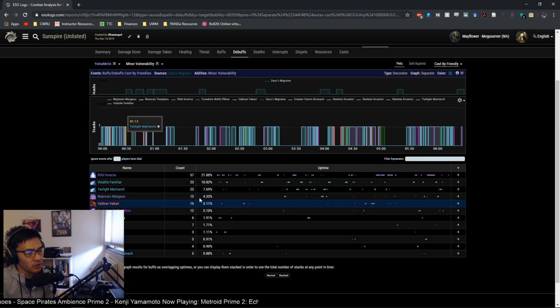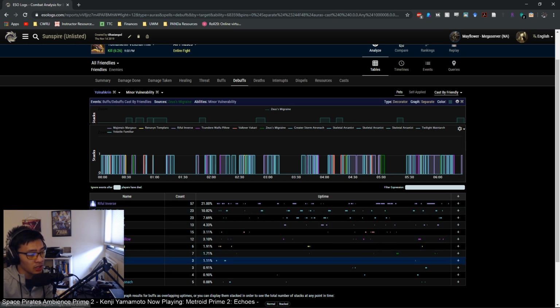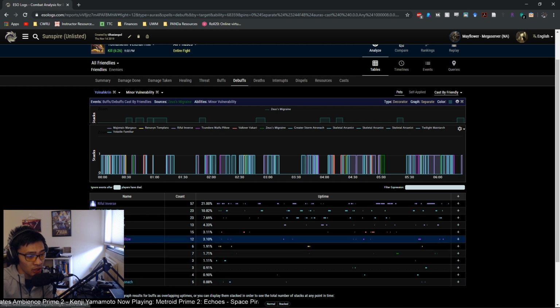So even though the minor vulnerability might not seem very high, just based on the ESO logs, it does seem like we're getting a good amount of minor vulnerability. This is mainly, it looks like, from other sources outside of vector infection. We're getting some from various sources, probably shock damage. A lot of this does seem to be shock damage.